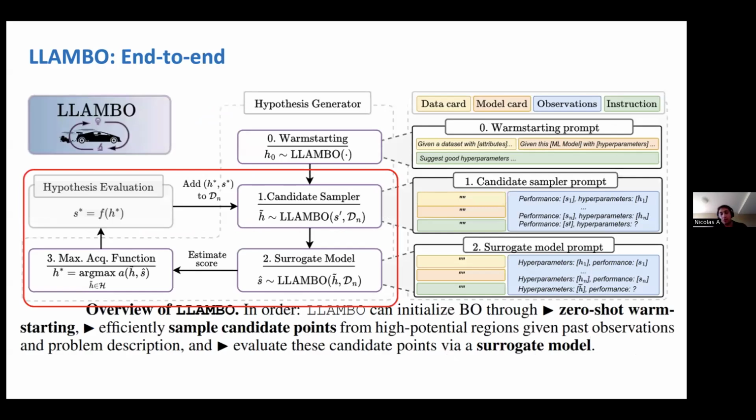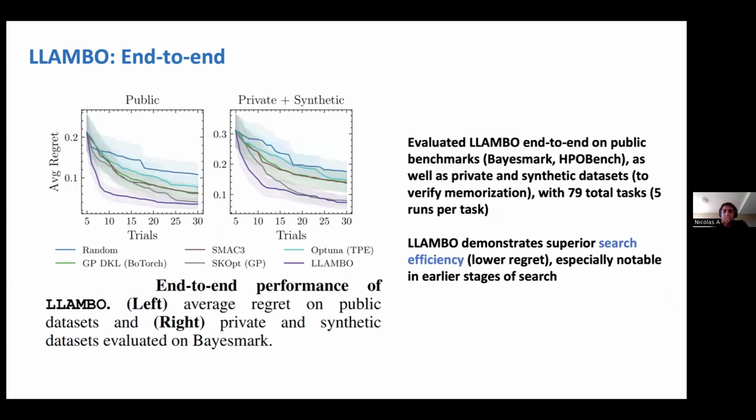So those are all the components of LLAMBO, and now we want to evaluate, particularly, the candidate sampling point with the surrogate model, and how it compares with current benchmarks and baselines. So we evaluate LLAMBO on end-to-end public benchmarks, which is Bayesmark, which was used in the HEBO paper in the NeurIPS 2020 challenge, if I remember correctly, and also HPO-Bench, which is a widely known tabular dataset, and it's faster to run.